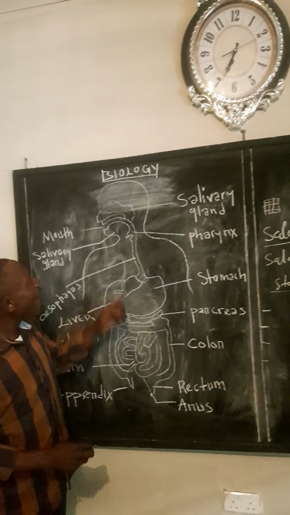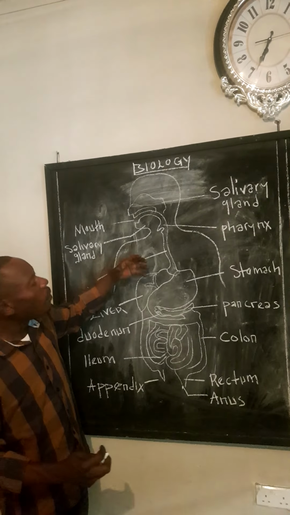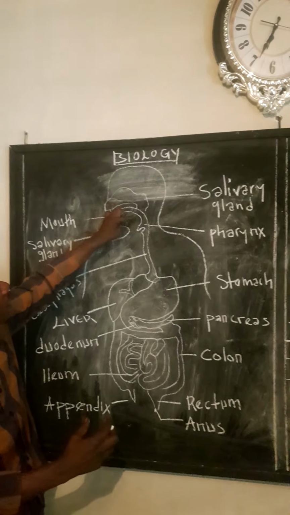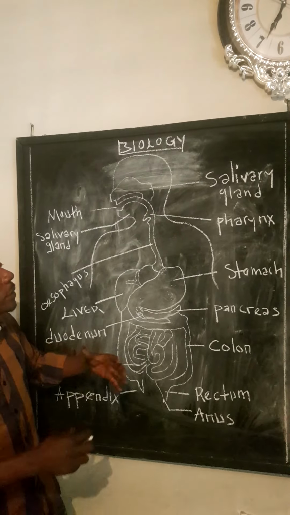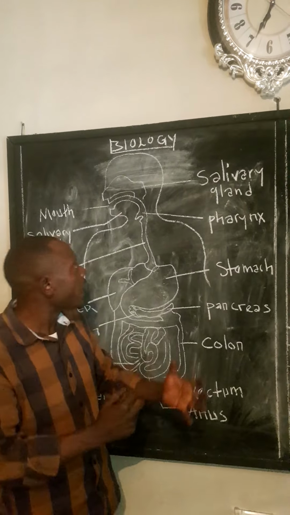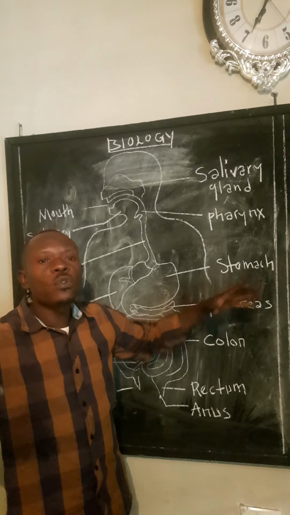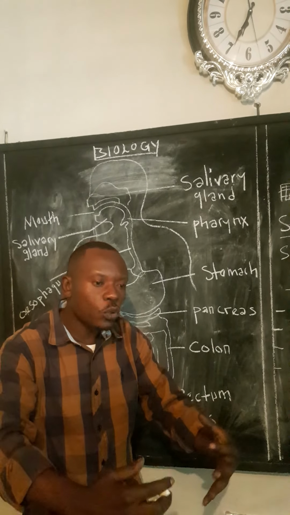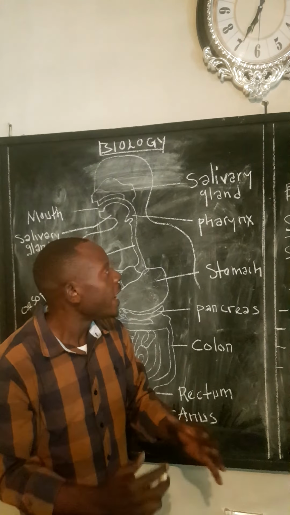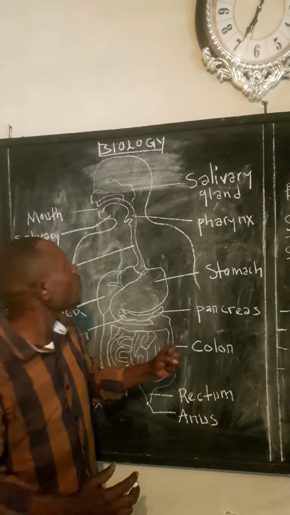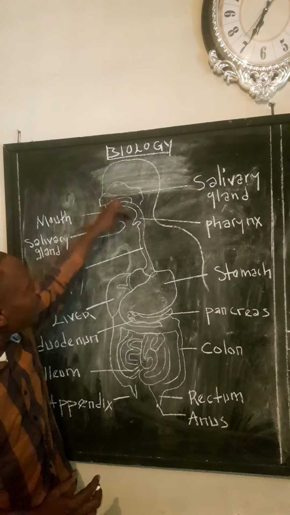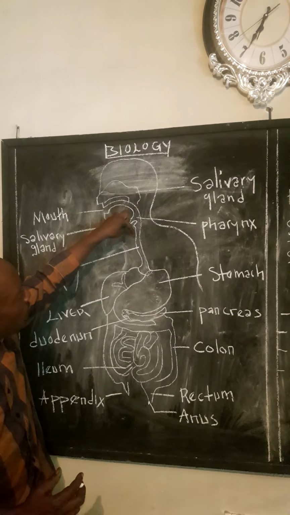Now, by the action of the tongue, the bolus is going to be formed, because by the time you were chewing, the food was scattered everywhere in the mouth. So the tongue is going to put the food together and form a bolus. A bolus is simply a ball of food. And then the bolus is going to be swallowed down the esophagus. It is going to be pushed into the esophagus.